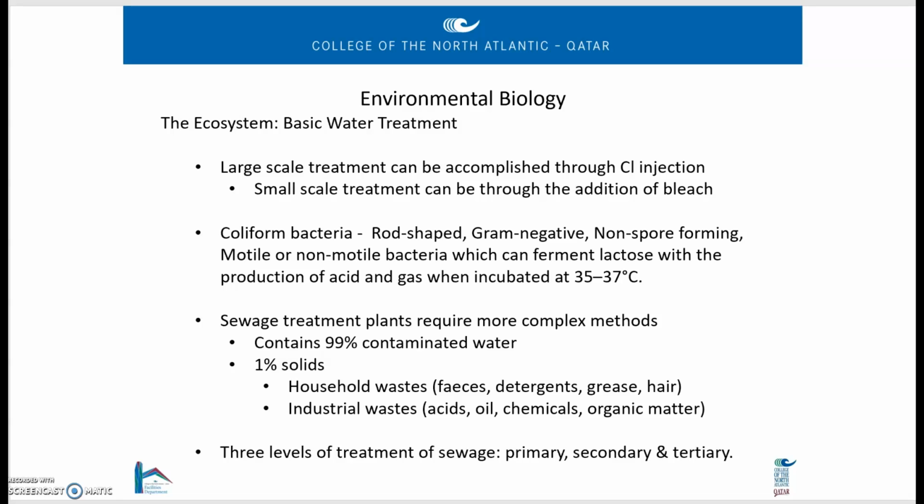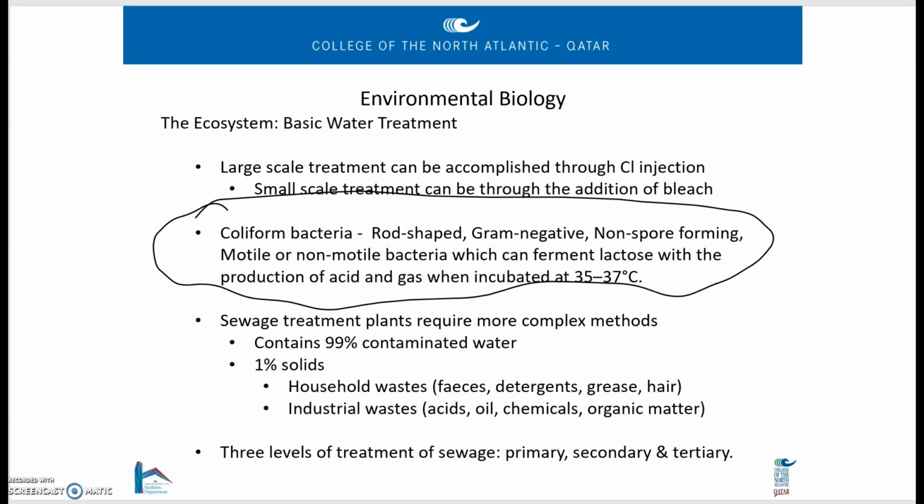You can have large-scale treatments, and that can be just a treatment of chlorine or bleach. You can have small-scale treatments that can do the same thing. And a lot of the times what we look at as the model organism, or the one we're most interested in, is this group of bacteria that we call the coliform bacteria. So they're rod-shaped, they're gram-negative, they don't form spores, they can be motile or non-motile, they can ferment lactose with the production of acid and gas when they're incubated at 35 to 37 degrees Celsius. So those are the conditions we look for to identify a coliform bacteria.